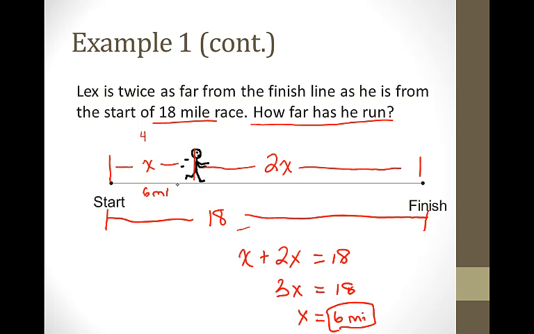It didn't ask this, but how far does he have left to run? Good, 12. And you could have gotten this in one of 2 ways. You could have said 2 times 6, or you could have done 18 minus 6. Either one gives you exactly the same answer. So our answer here was 6 miles.